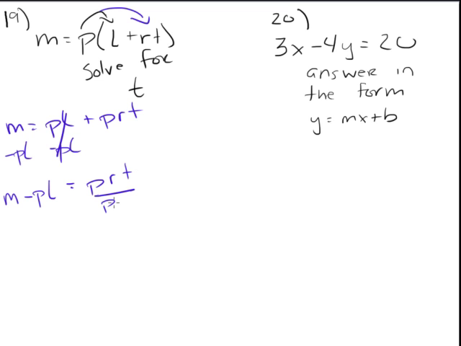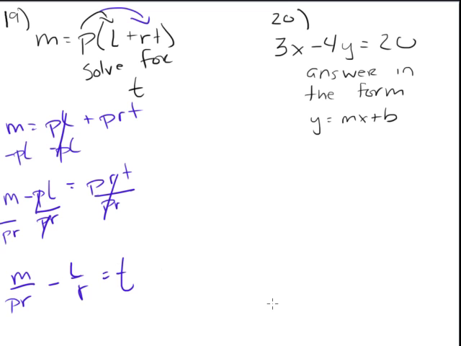Then I'm going to divide by pr because I want t by itself. That crosses out the pr. Divide each term again by pr. And I'm going to be left with m over pr. These p's cancel out, so I'm just left with minus lr, and then the only thing that's on the right hand side is t.